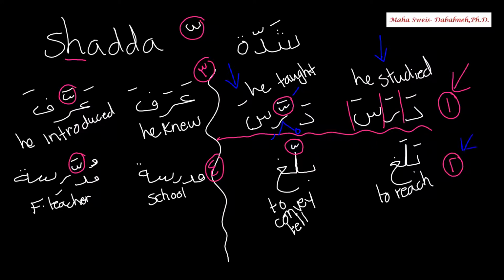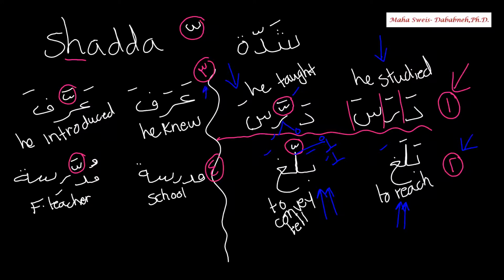Raqam ithnan. Balagha. We have two lams here. This is now in the middle of the word. So the first one has sukun, the second one has fatha. Sukun and fatha. Again, the first one. بلغة والشدة بلغة. So I'm stressing on lam.